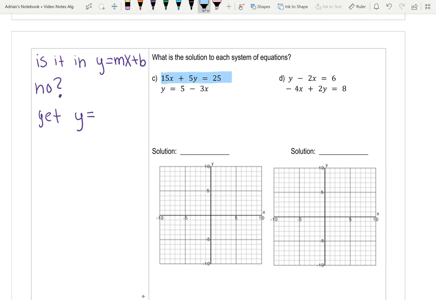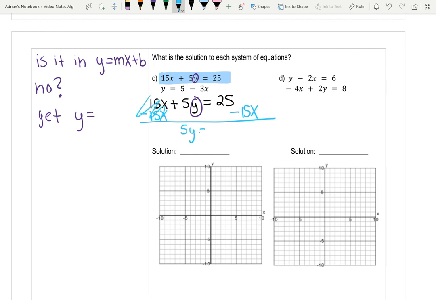So to do that, I'm going to take this first equation here, and I'm going to focus on getting this y alone. So I'm going to go ahead and rewrite this equation down here so I have some space to work. So I want this alone. So to get that y alone, I need to get rid of that 15x. So I'm going to subtract it from both sides because we always do the opposite. So those cancel. I have 5y equals 25 minus 15x. Again, trying to get that y alone, so I'm going to divide by 5.